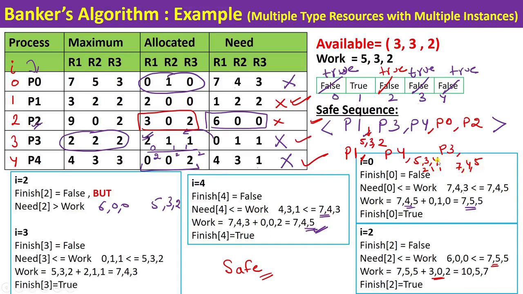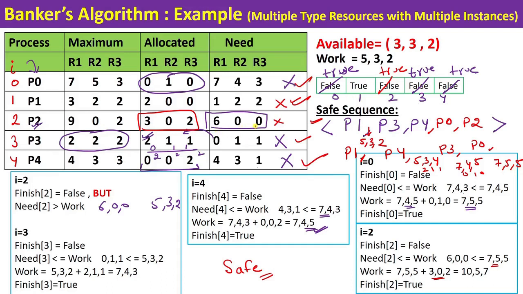Now with 745, can I complete the request of P0, P2? So I can say 743, is it less than 745? Yes. Okay, so I can go with P0. So I will say P0. And after this, if I add 010 to this, I will get 7, 5, and 5. Okay, and after this P0 is over, I am having 755 as the work array content.